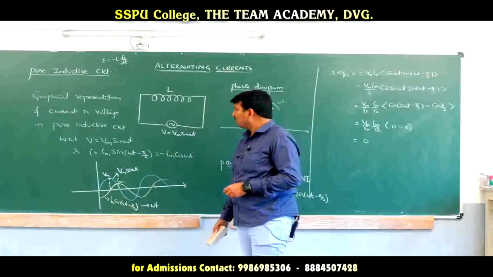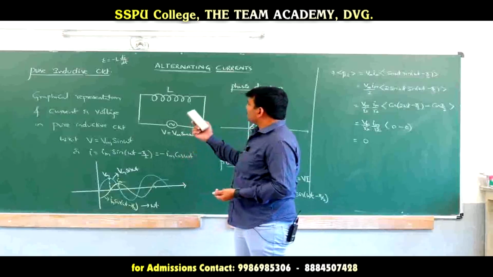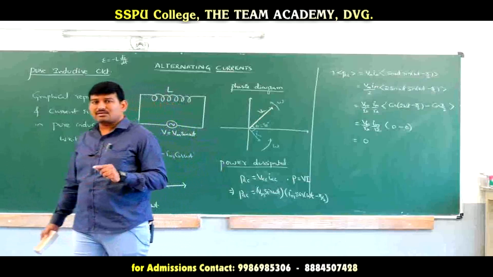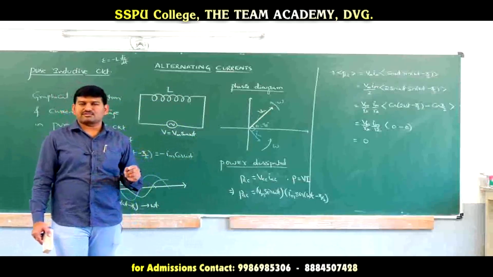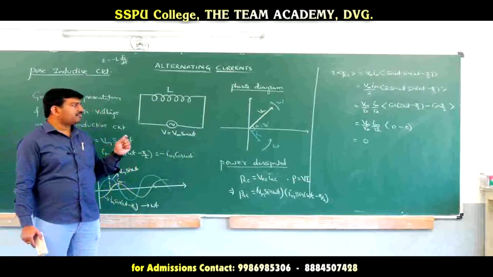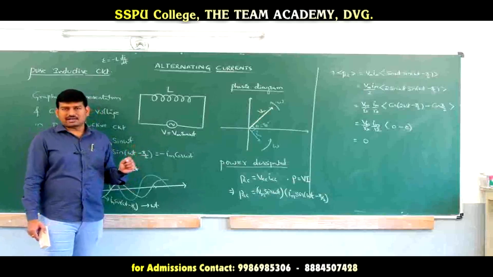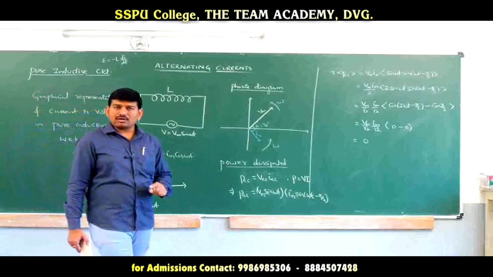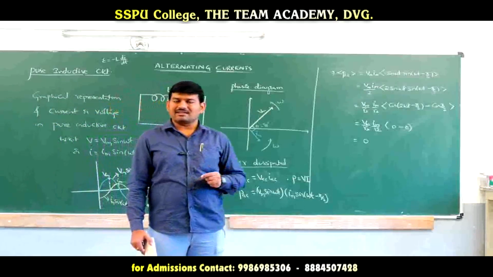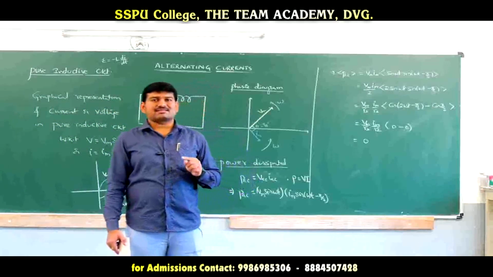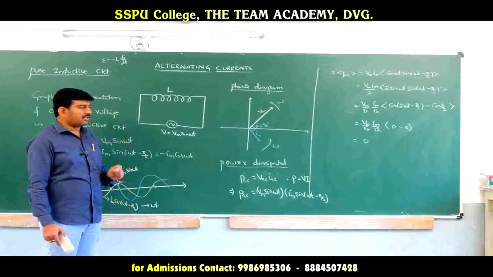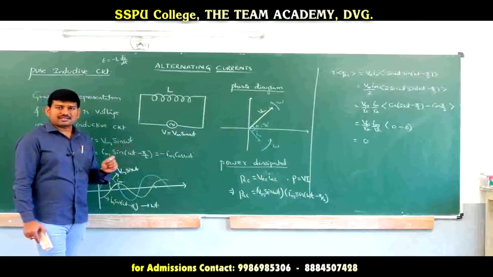Is it clear or not? So what is the importance of an inductor? An inductor will oppose the current, but it does not dissipate the power. So there is no power loss in the case of a pure inductive circuit. This is about the pure inductive circuit. In a pure inductive circuit, voltage leads current by 90 degrees, or current lags voltage by 90 degrees, and there is no power dissipation.